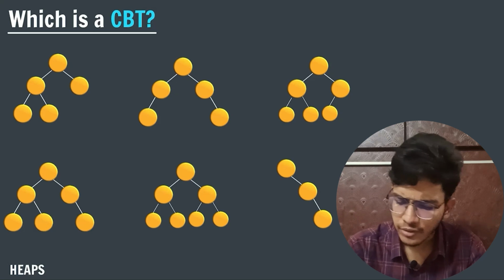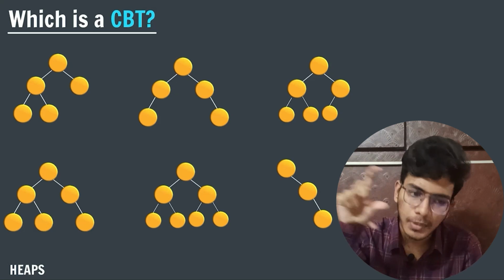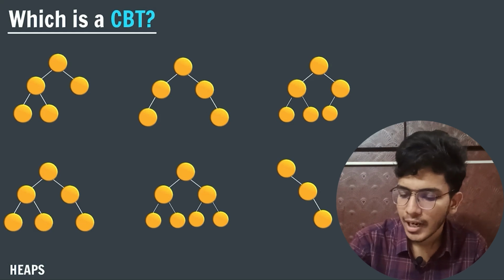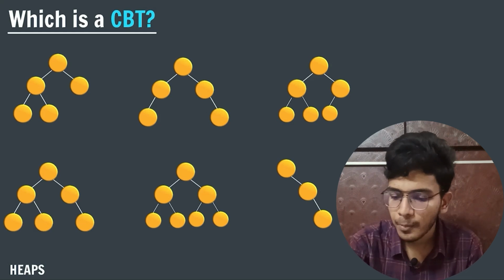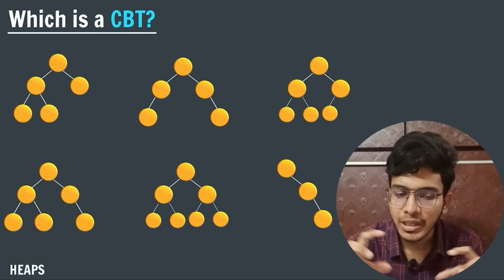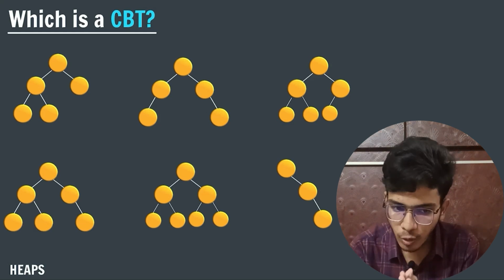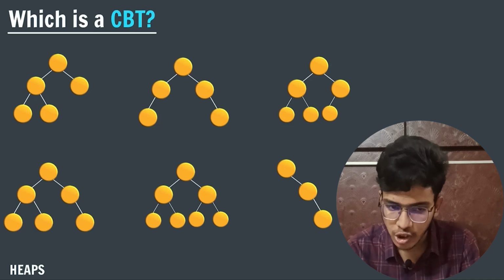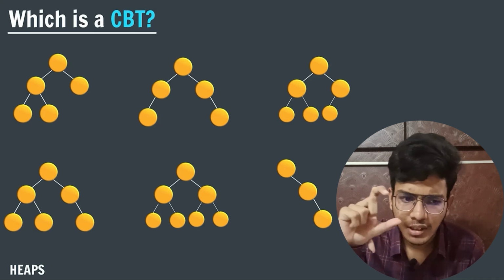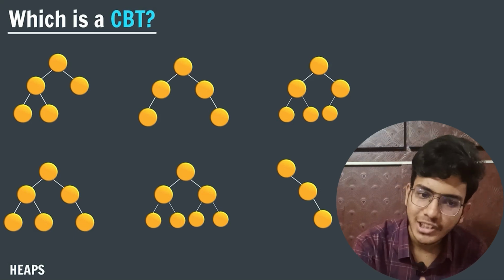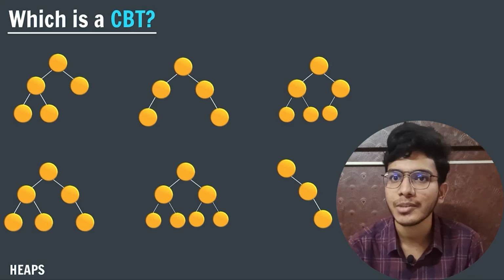So I have told you that for each and every level, the tree should be filled, and the last level should get filled from left to right, and it doesn't have to be completely filled. The last level doesn't have to be completely filled. Now let us see different structures, and by checking whether the given structure is a CBT or not, we will understand what a CBT is better.